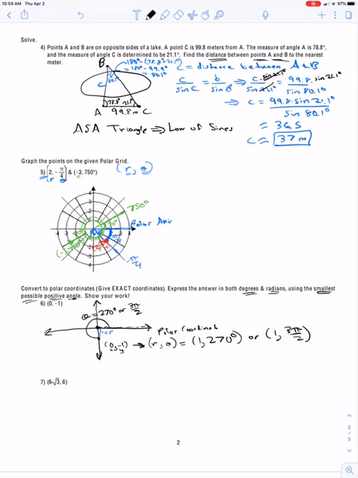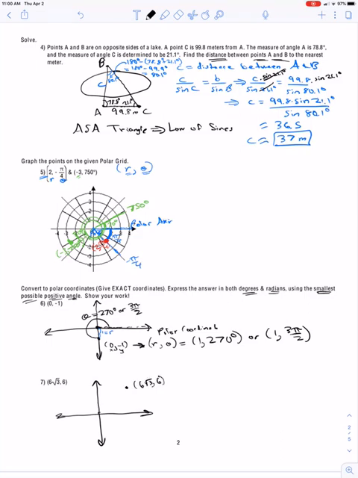Now let's take a look at our next example, problem number 7. We're given (6√3, 6). Let's go ahead and look at that here on our xy axis. Plot that point: right 6√3, and then up 6 units. That's going to put us up here in quadrant 1, the ordered pair (6√3, 6).